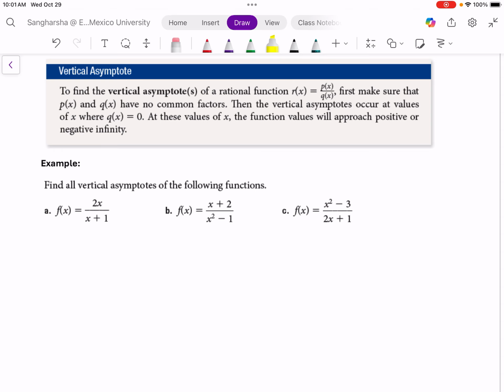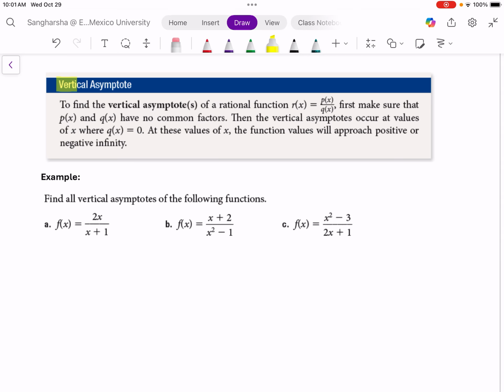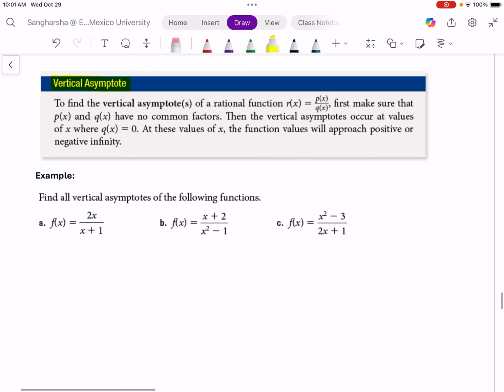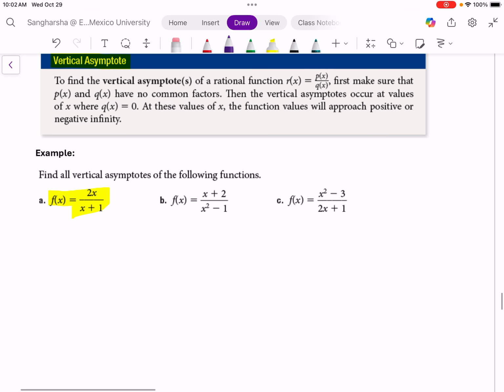So here we will be talking about vertical asymptote. Before that, we have a function f of x equals 2x over x plus 1. This is our rational function. Now, for this rational function, what happens to our function when x is equal to -1?